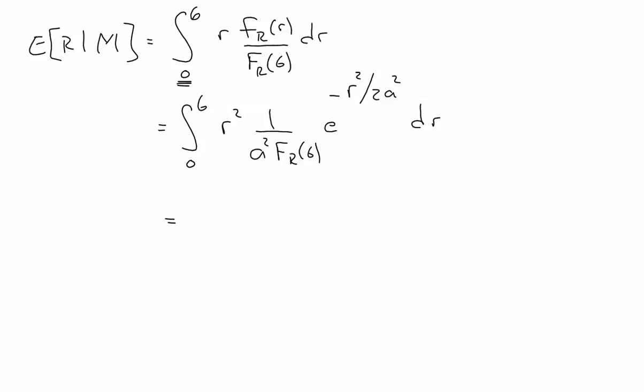And put in all the values that I know. I know a equals 4, and I know what the non-conditional cumulative distribution function for r is evaluated at 6 from the previous slide. I get 10.806 in the denominator. Integral from 0 to 6 of r squared e to the negative r squared over 32 dr.